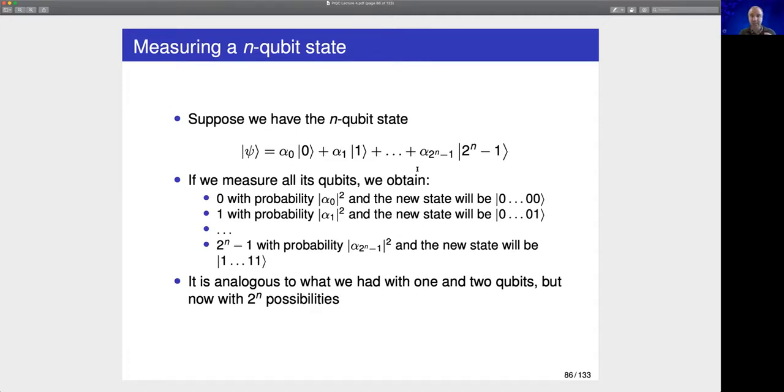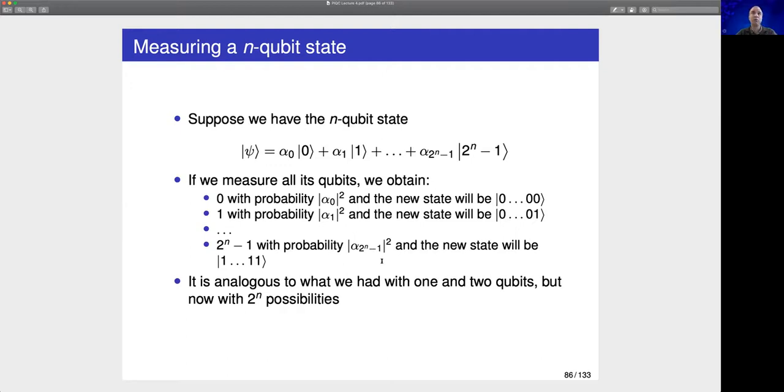This is exactly what we had with 1 qubit systems, with 2 qubit systems, but now we have 2 to the n possibilities. And this is something that we are going to use in our favor when we study different quantum algorithms. We are here working with an exponential number of coefficients, of amplitudes, and we have an exponential potential of managing information with these states of n qubit systems. Okay.